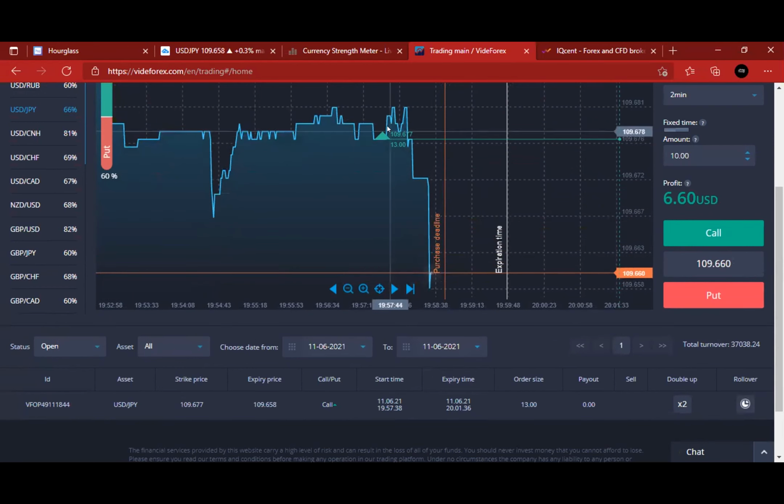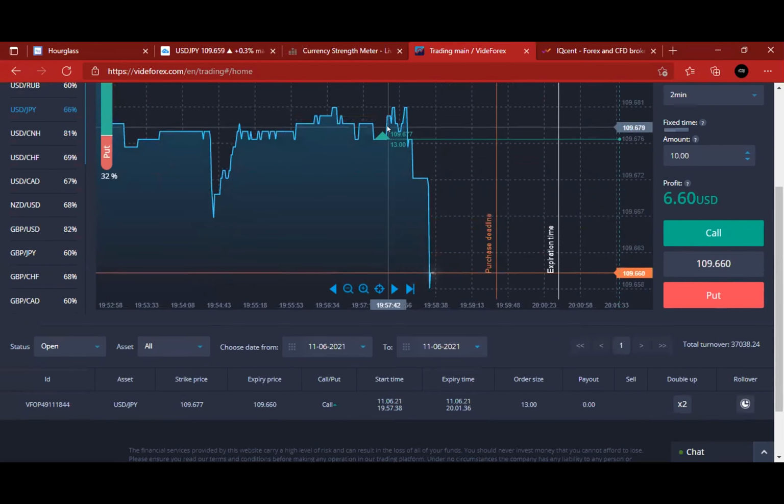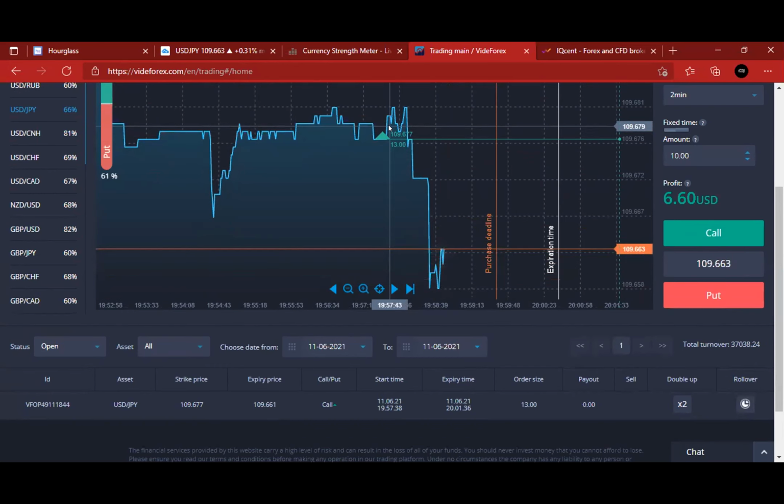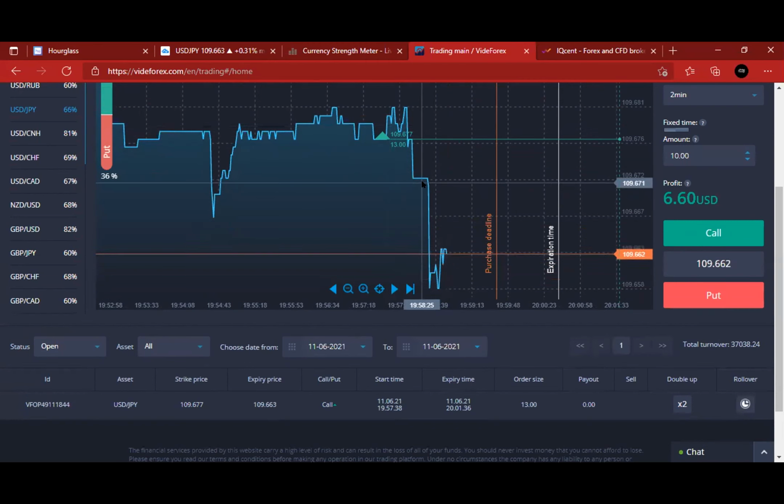Wow. Please don't take the trade. I beg you, don't take this trade. Don't do it. I beg, please. So now you can actually see this answers your question.